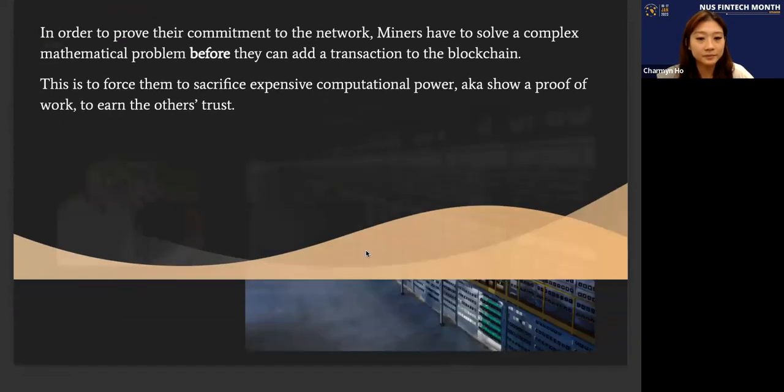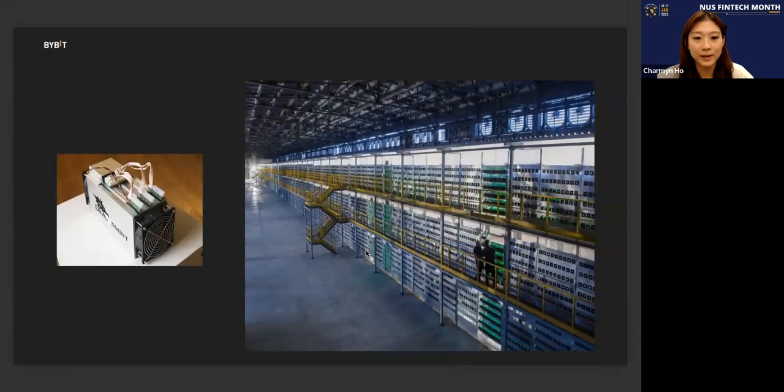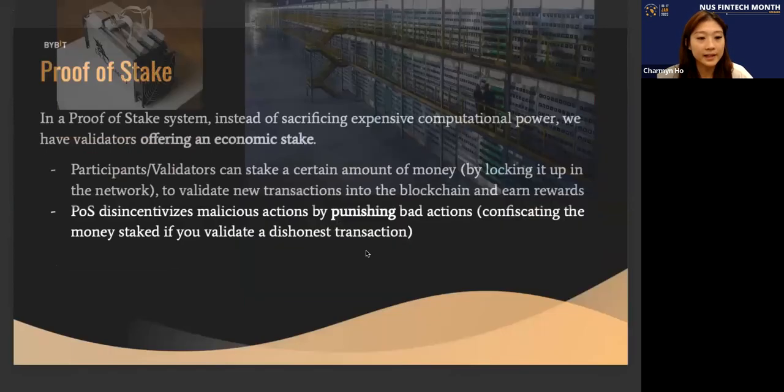Okay, next. So this is like a photo of what the machines will look like. And on the right, you can see that usually they have thousands of such machines. Okay, next.